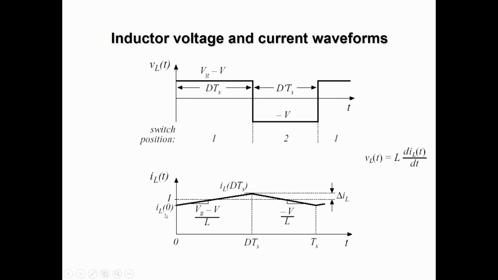The inductor current rises in the first duration from 0 to dTs, and after that, when the switch is connected at position 2, the inductor current decreases. After that, the inductor current increases again. So this is the waveform for the inductor voltage for each position 1 and 2, and this is the inductor current behavior for position 1 and position 2.